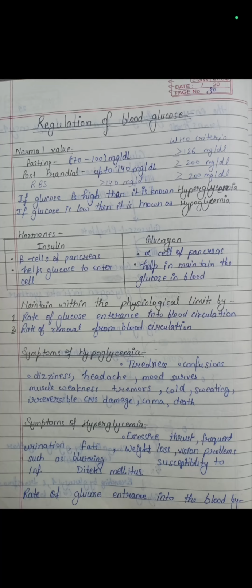Now we will discuss the symptoms of hypoglycemia. Symptoms of hypoglycemia are tiredness, confusion, dizziness, headache, mood swings, muscle weakness, tremors, cold sweating, irreversible central nervous system damage, coma, and even death. Symptoms of hyperglycemia are excessive thirst, frequent urination, fatigue, weight loss, vision problems such as blurring, and susceptibility to infection, which may indicate diabetes mellitus.